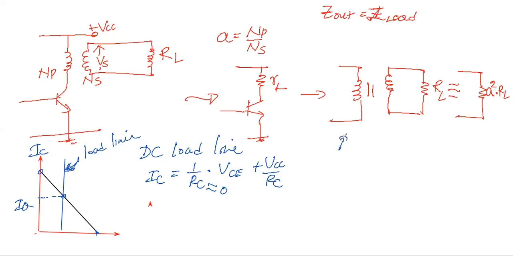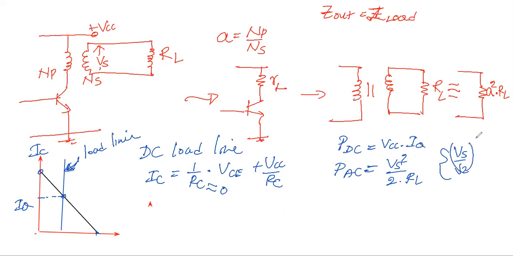Now you can write down the PDC. PDC equals VCC into IQ. And similarly, you can write down PAC equals VS squared, the supply voltage, divided by 2 times RL. Here, VS divided by root 2, you have to take the square of this. You have to use the RMS values.